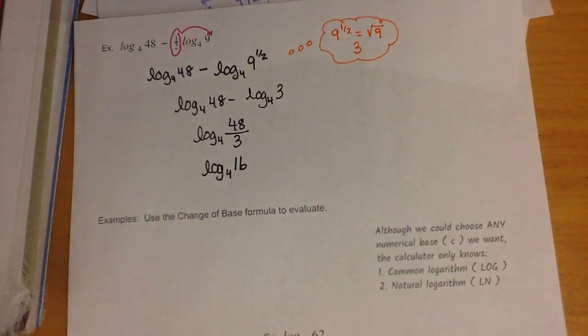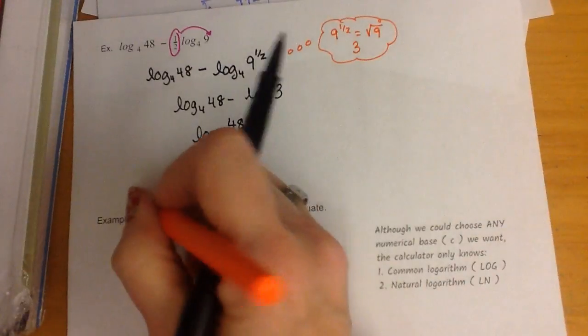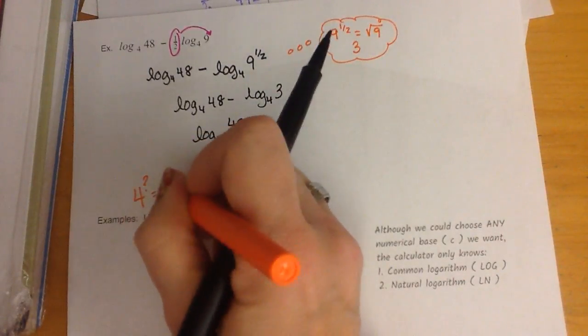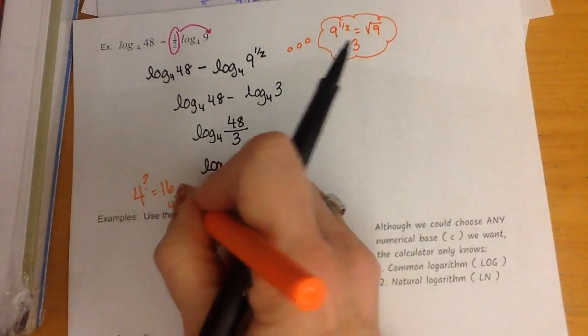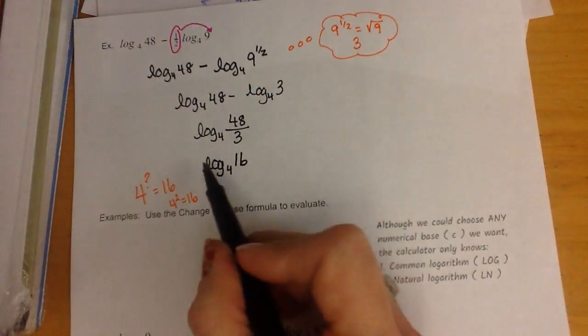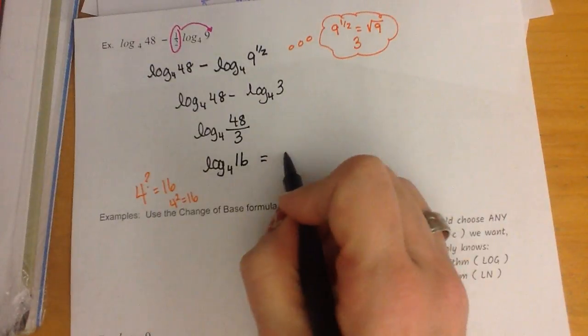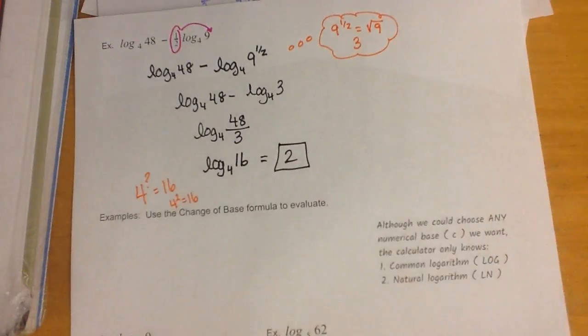Now that log is asking me a question. It's asking me 4 to what power gives me 16. Now this one does have an answer. 4 squared is 16. So we would need to replace log base 4 of 16 with 2, and that would be our answer.